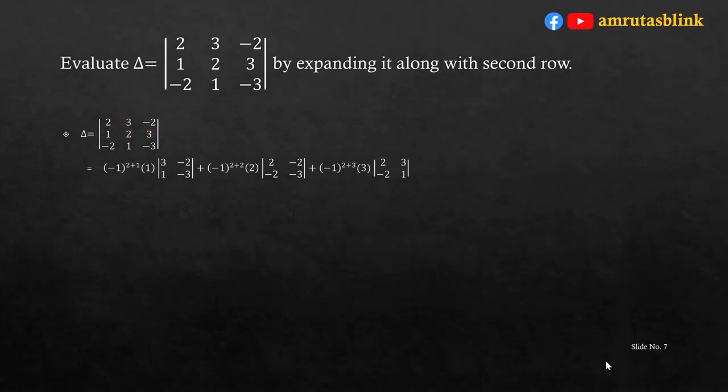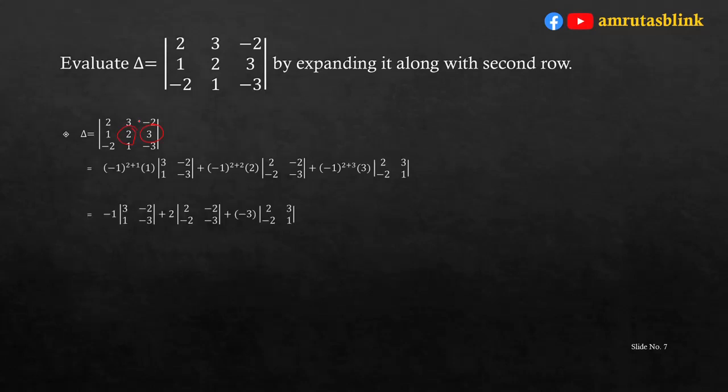plus minus 1 raised to 2 plus 2. Now for this 2, i is equal to 2 and j is also equal to 2. Hence minus 1 raised to 2 plus 2 into 2 and into determinant 2, minus 2, minus 2 and minus 3, plus, now for this 3, i is equal to 2 and j is equal to 3. So plus minus 1 raised to 2 plus 3 into determinant 2, 3, minus 2 and 1.